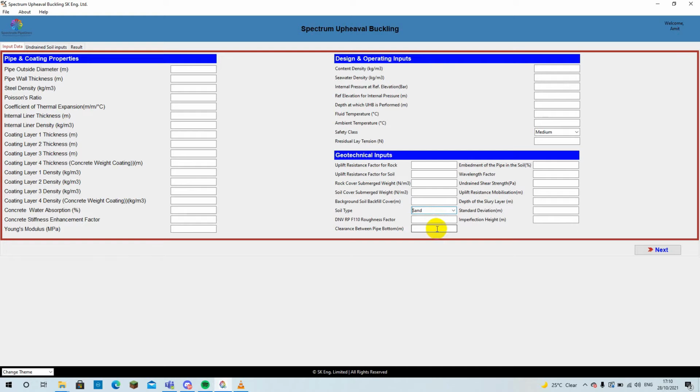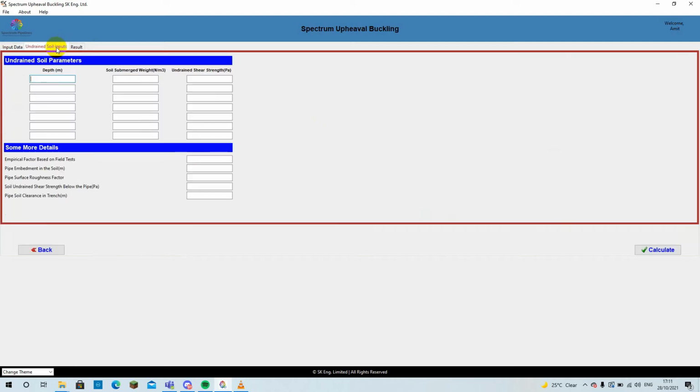the trench, the level of embedment of the pipe in the soil, the out of straightness height, the wavelength factor, the uplift resistance mobilization distance, the depth of slurry layer, if any, and the out of straightness survey standard deviation of measurement.